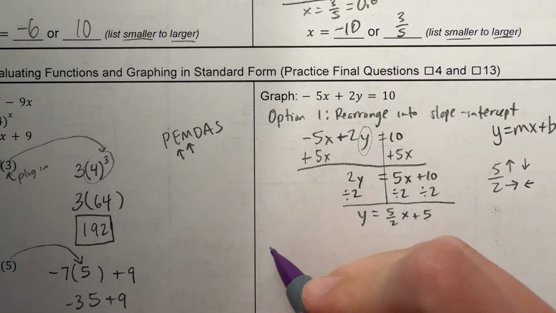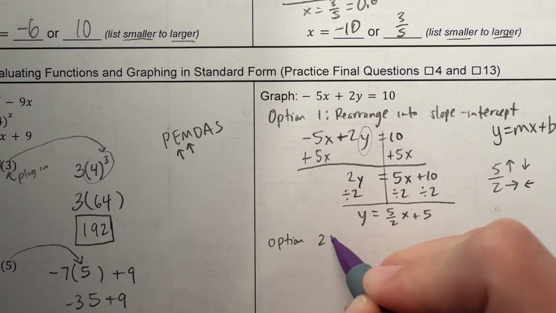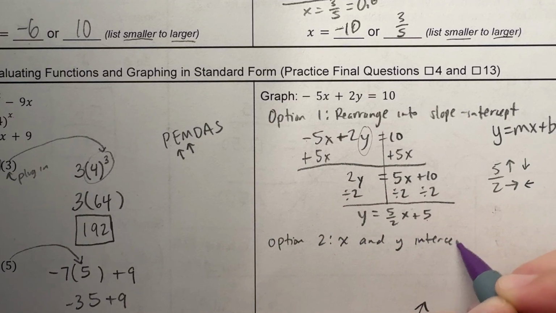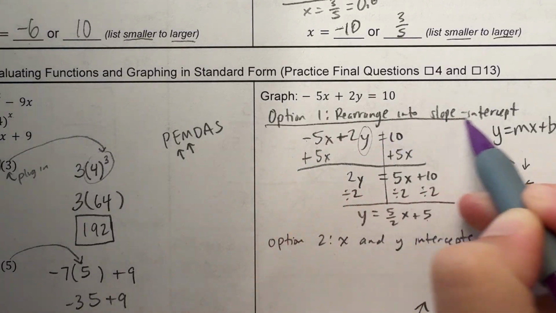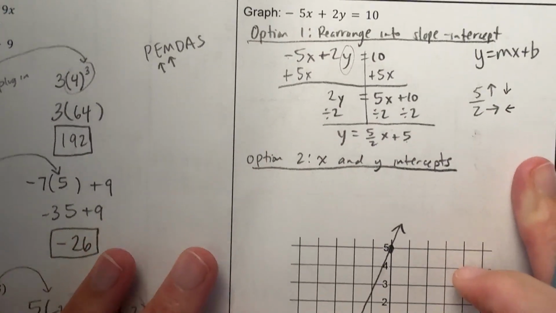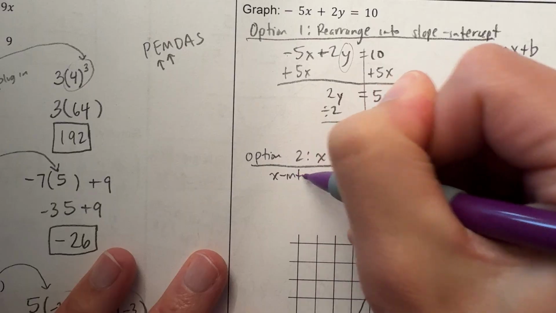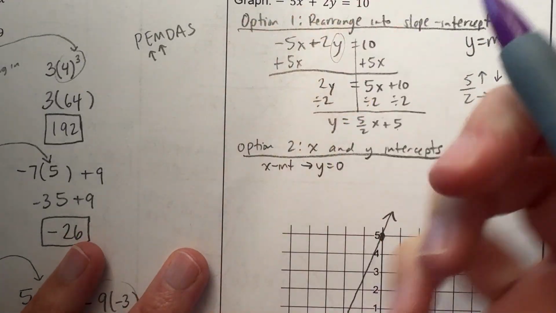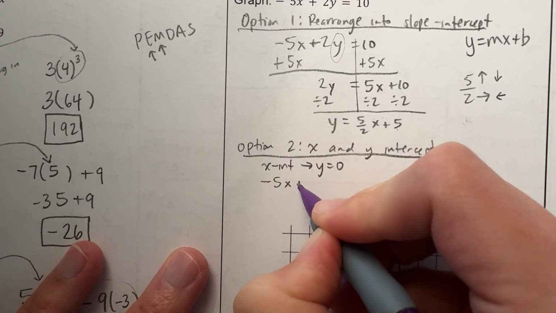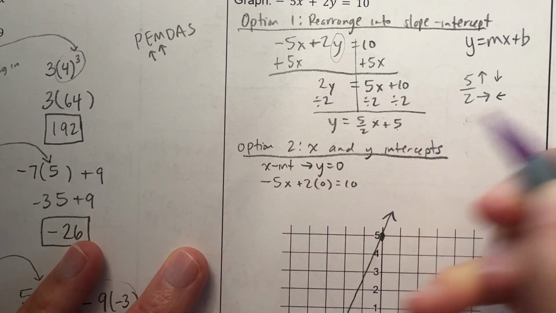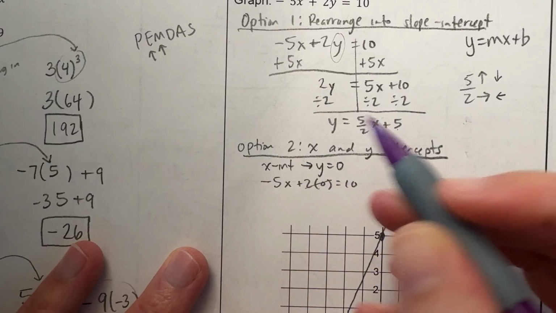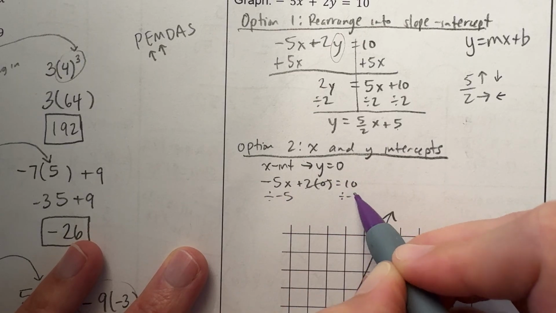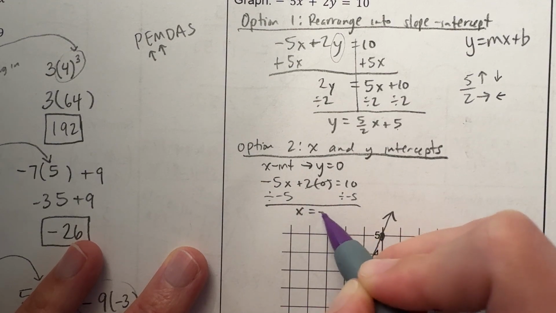Okay? Option 2 is to find the x and y intercepts. Now, hopefully, you know this from recently, that if I want the x-intercept, I just make the y equal to 0. So I'm going to take this equation, and I'm going to plug in 0 for y, right? This is always how I can find the x-intercept. 2 times 0 is 0. I'm going to solve this equation. Negative 5x equals 10. I'm going to divide by negative 5, and I get x equals negative 2.